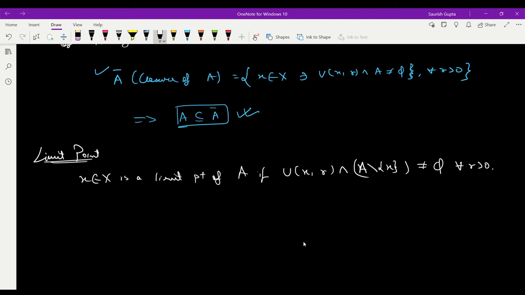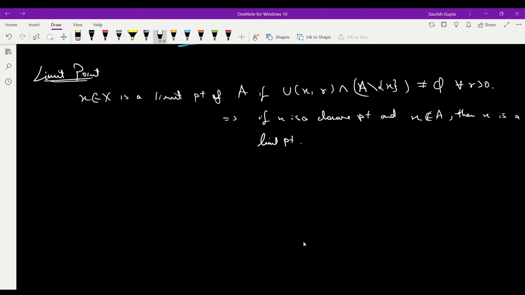Okay. So from this statement, can we say that if X is a closure point and X does not belong to A, then X is a limit point? Very trivial, right? If we form the set of all limit points, then we call that set a derived set.